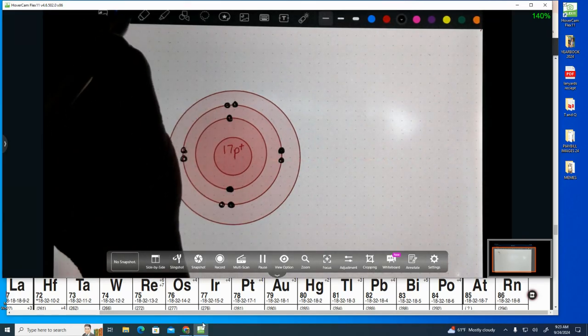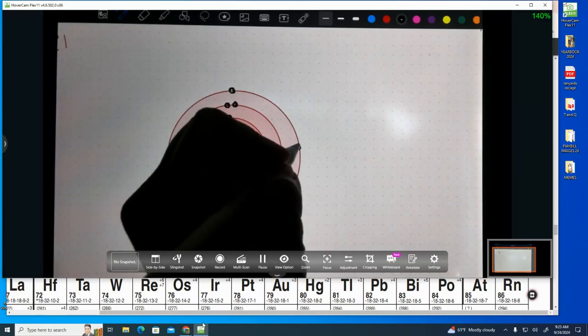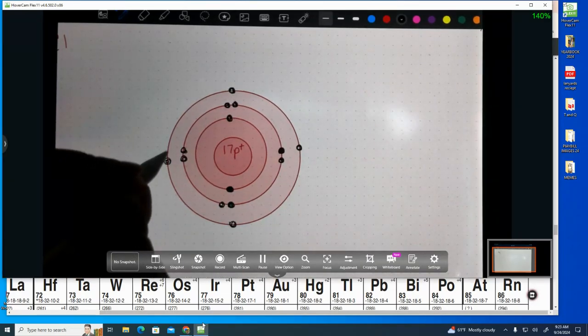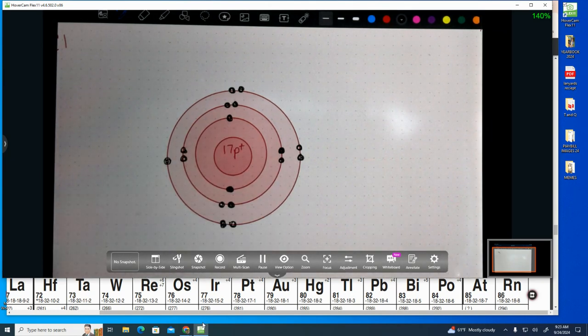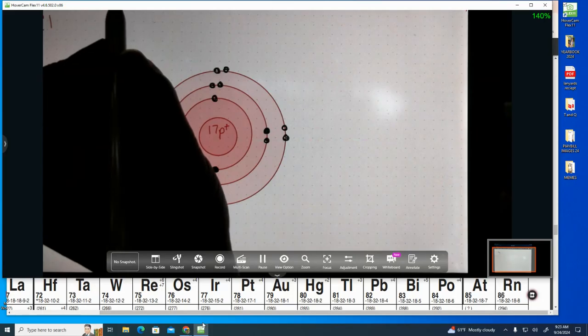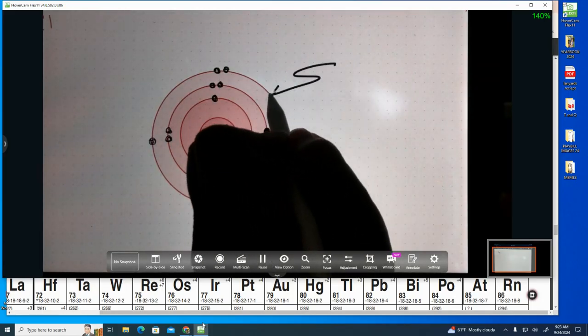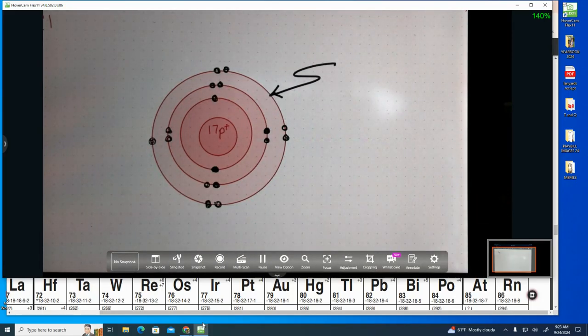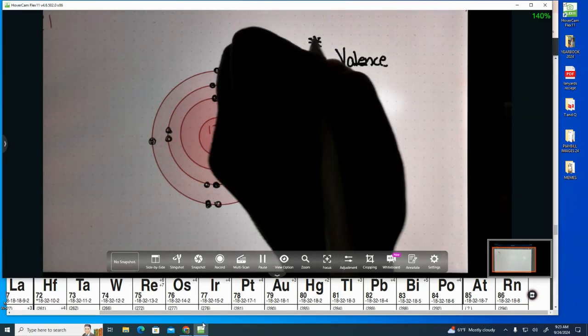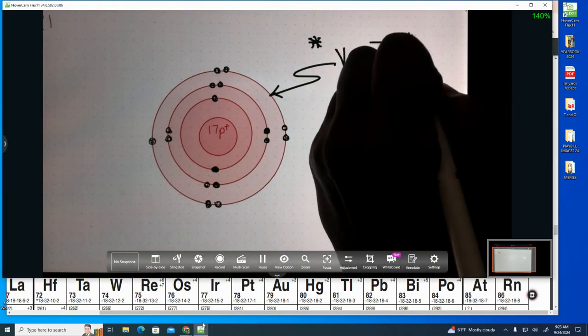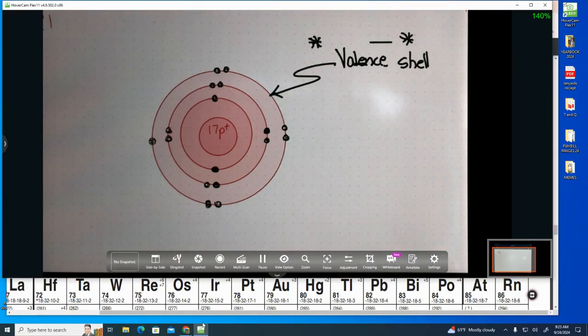This third ring is going to have how many? 7. So we go around once, and we almost make it to the other side to get to 7. What is this final ring on the outside here called? Charlie. Valence shell. And I asked you to maybe put a star next to it because that is the most important vocabulary word I talked about yesterday. The valence being the outside shell. And it has 7 electrons in it.